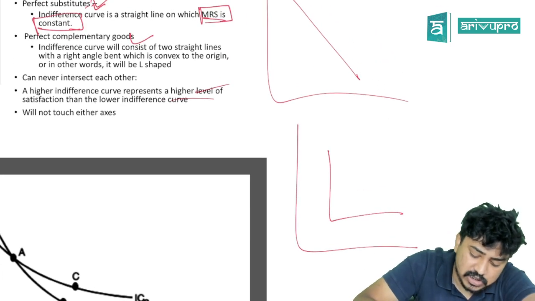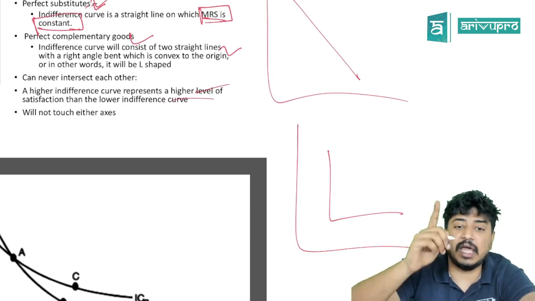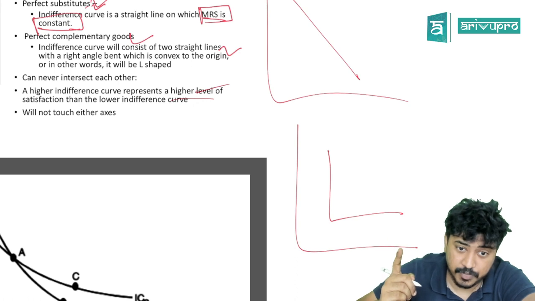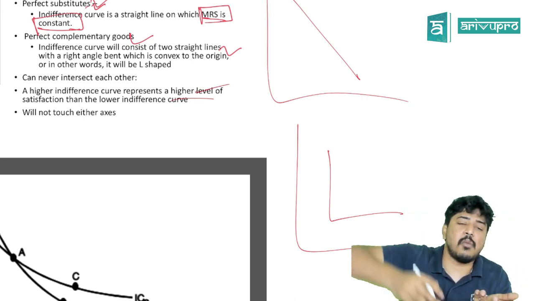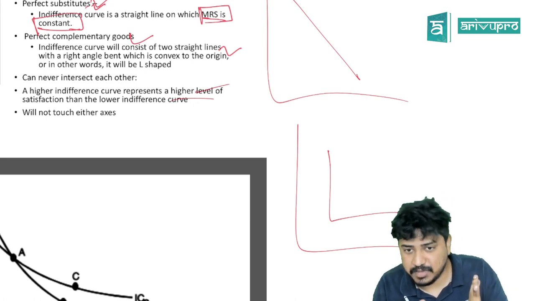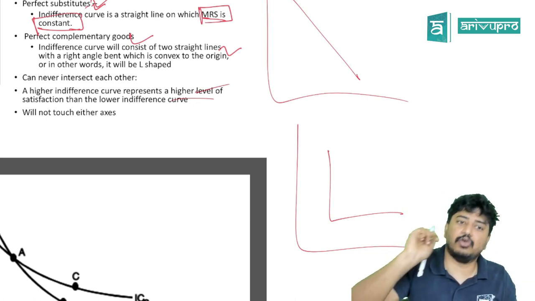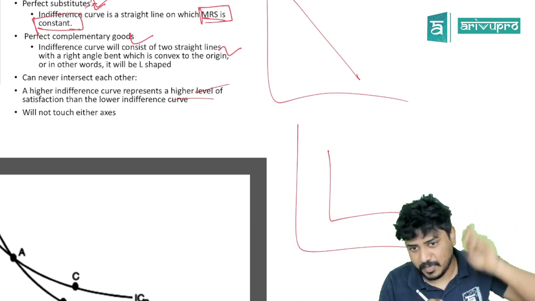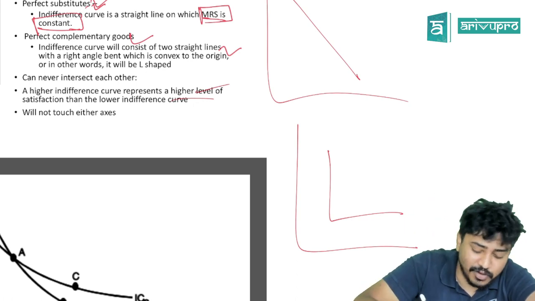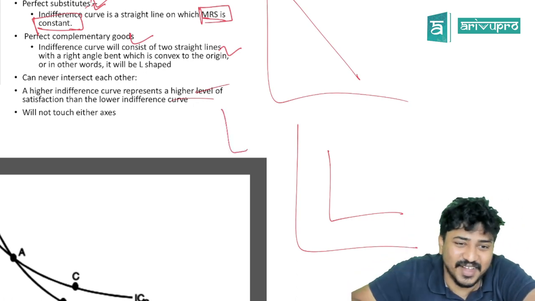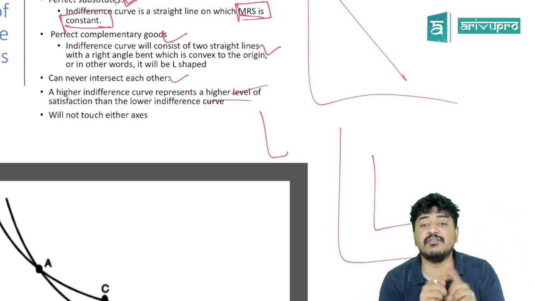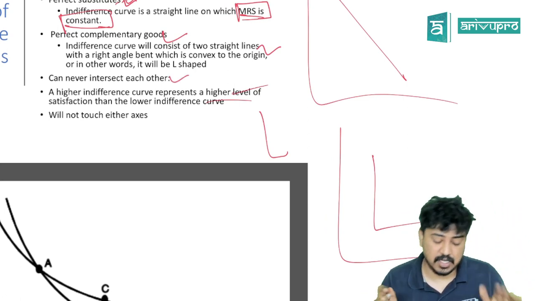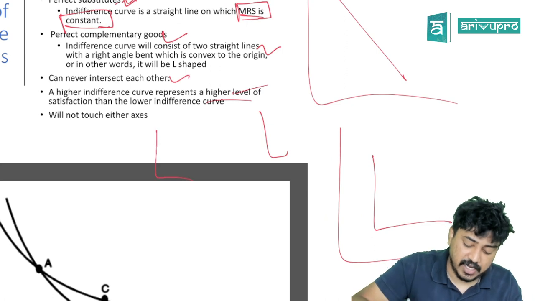We saw the logic behind it in the main class, your left shoe and right shoe. Remember? If I get one left shoe, how many right shoes do I get to have the same level of satisfaction? If you don't remember the logic, go and see the main class. But from an exam point of view, L shape is more than enough. Done. And two indifference curves will never intersect.